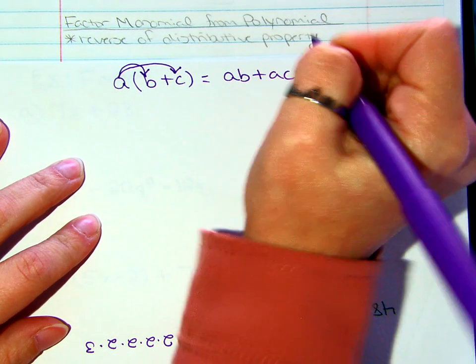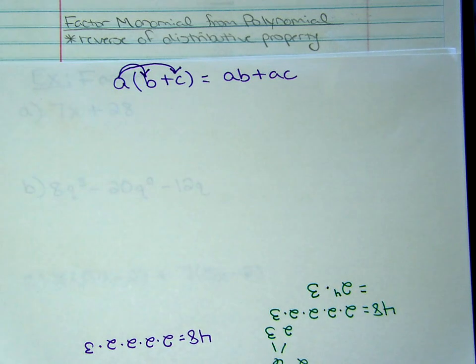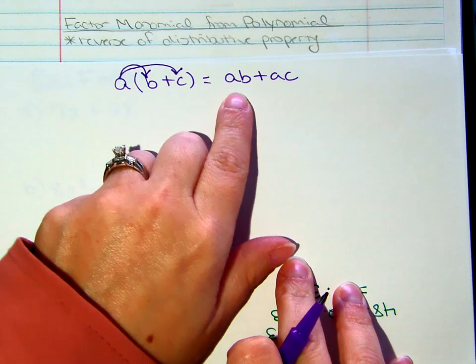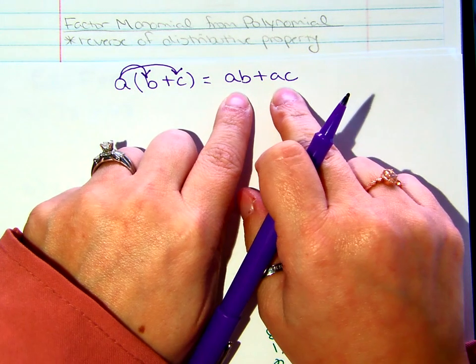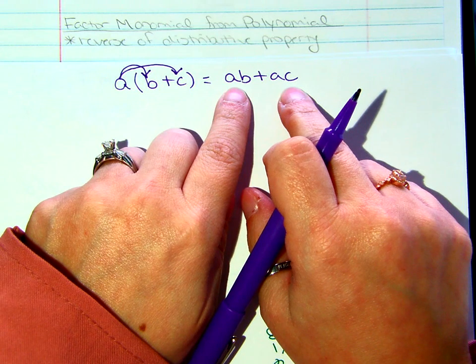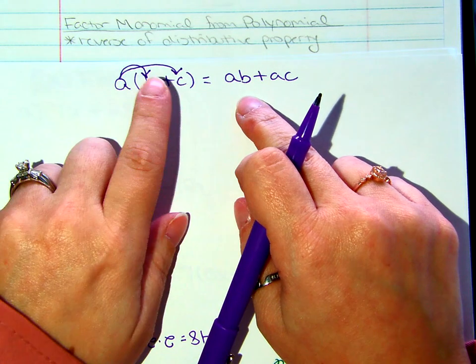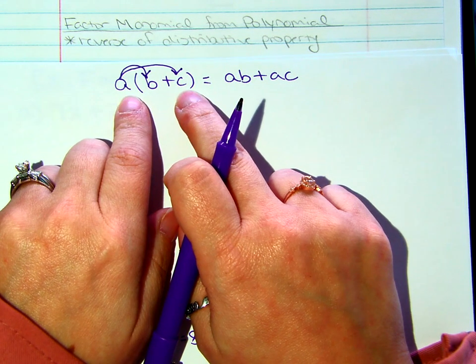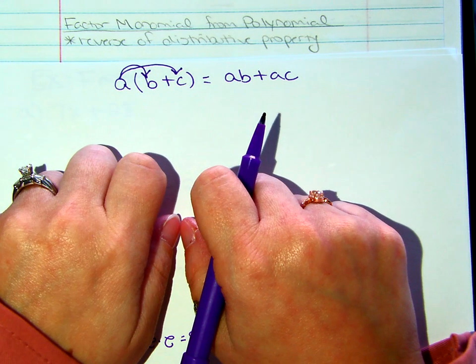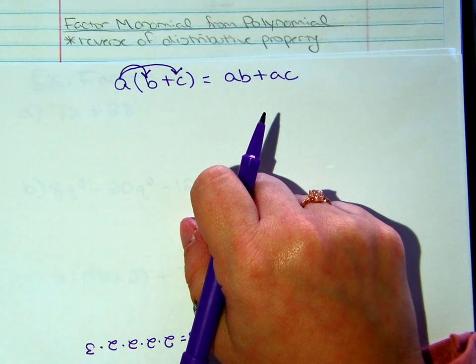What we will be doing when we factor a monomial from a polynomial is we start with this right-hand side and we say, okay, we have AB plus AC. What do both of these terms have in common? They both have the A, so I can pull the A out, and that leaves me with the B plus C. So we are going backwards. We're still using the distributive property and concept, but we're going to be going the opposite direction.